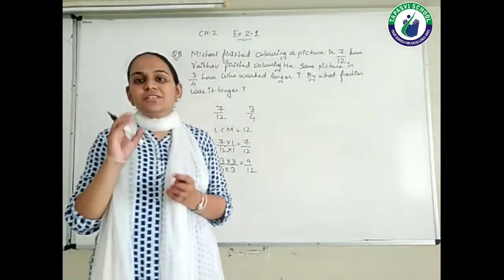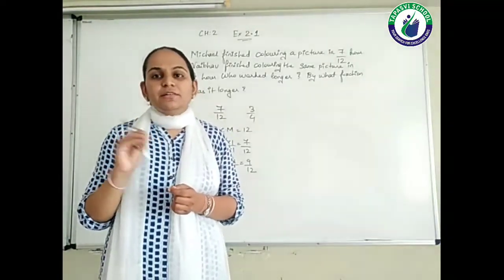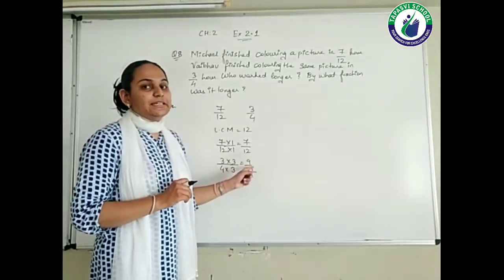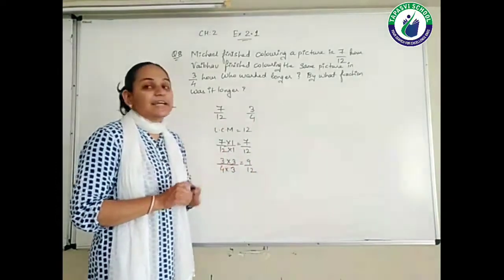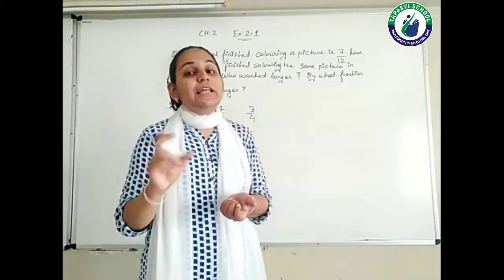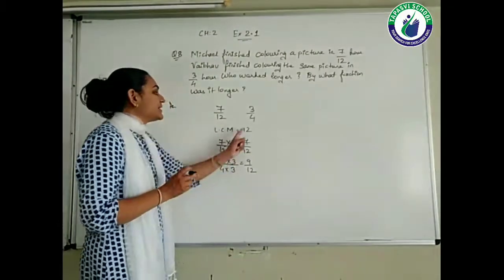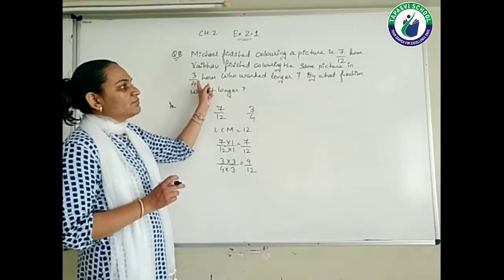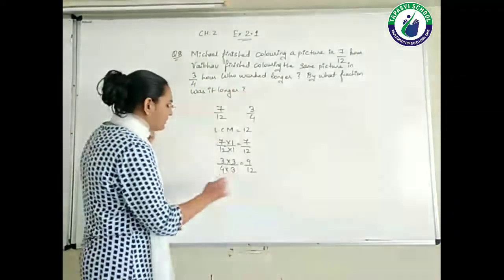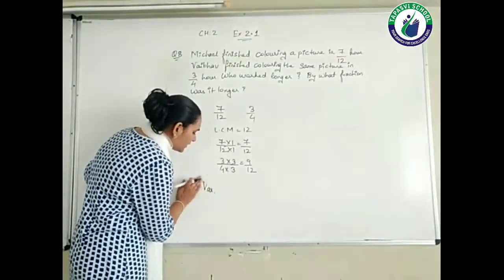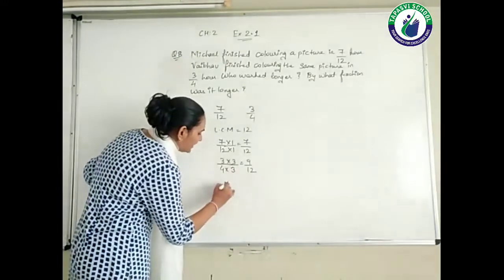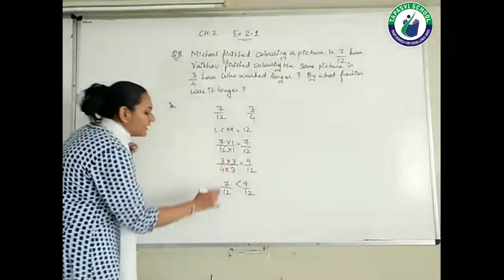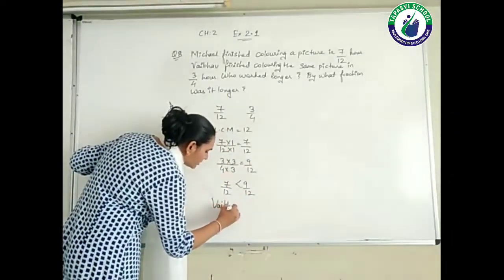Right, students? Both the denominators are same. Now just see the numerator values. Here it is 7 and here it is 9. But which one is the greater, students? 9 by 12. So this particular fraction is greater. So we can say that Vaibhav has taken more time. Who worked longer? Vaibhav. You can write it like this: 7 by 12 and 9 by 12 is greater, and you can write that Vaibhav worked longer.